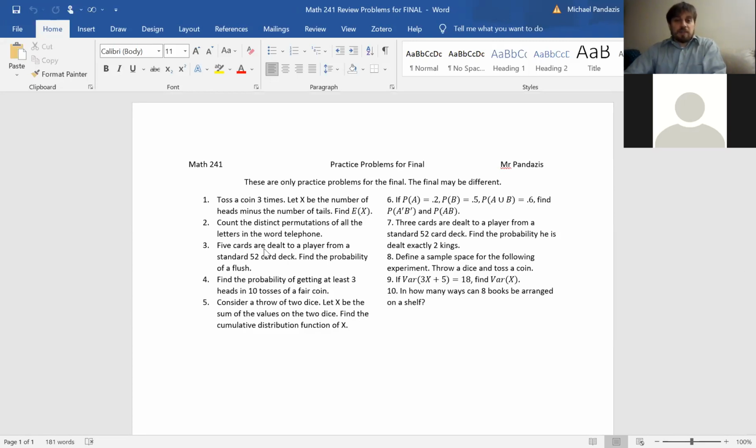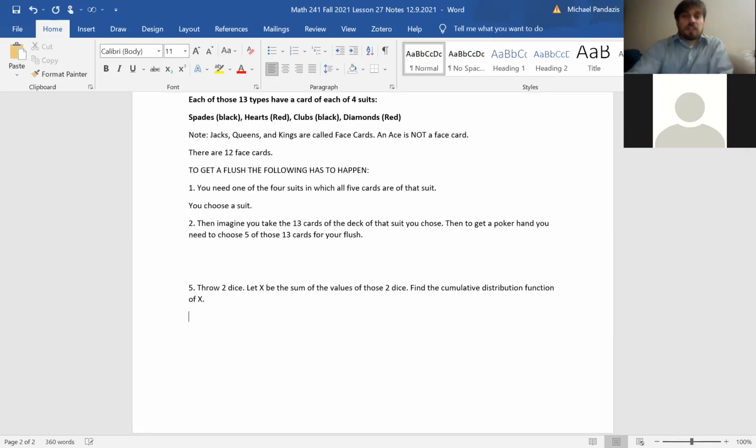Yeah, okay, same question, just paraphrasing. Okay, so the solution. What are the possible values of x? X is the sum of values of the 2 dice. So what are the possible values of x?